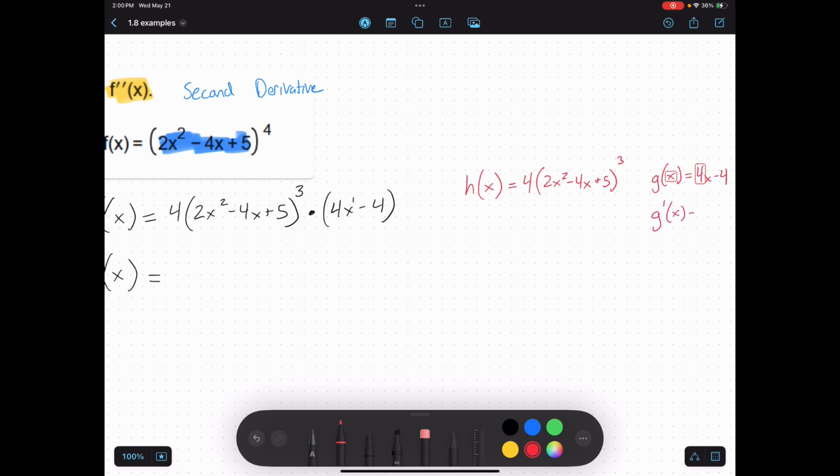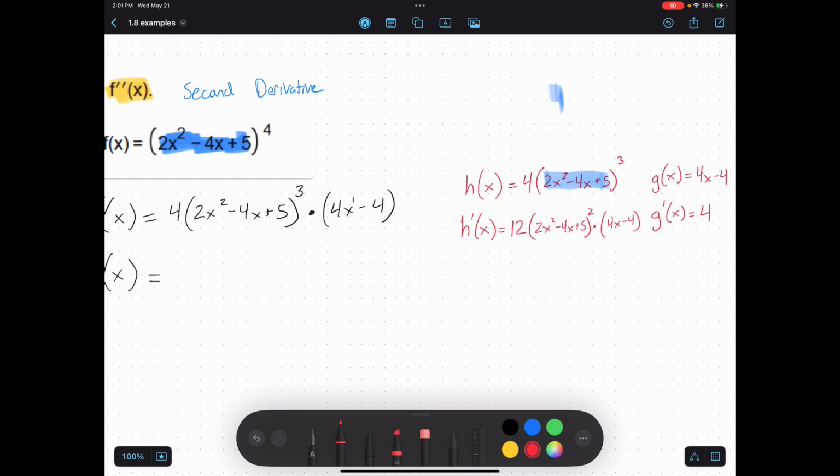What's the derivative of g? It's just the slope, right? It's a linear function, so it's just the slope. So 4. Derivative of h. Well, this requires chain rule again, because I have that same situation where I have 2x squared minus 4x plus 5 inside a power function. So when I use chain rule, I'm left with 4 times 3 is 12 times that inside function, and then I decrease the exponent by 1 again, so squared, and then I multiply by the derivative of the inside function, which we already know what that is. It's just 4x minus 4 again.